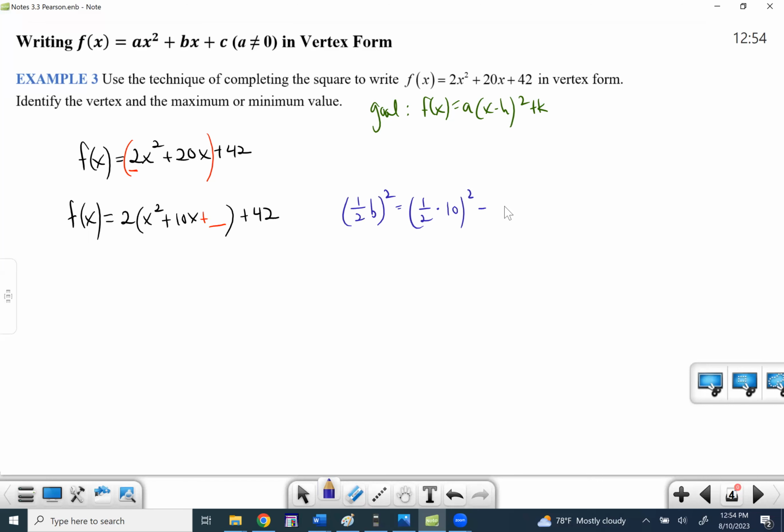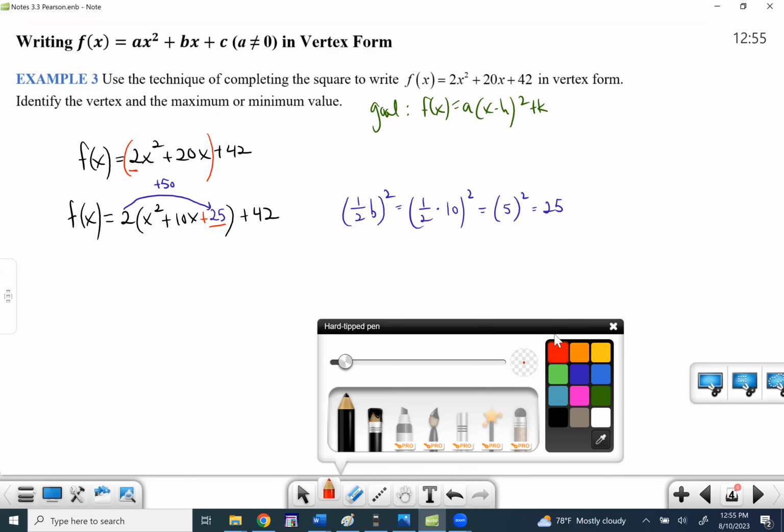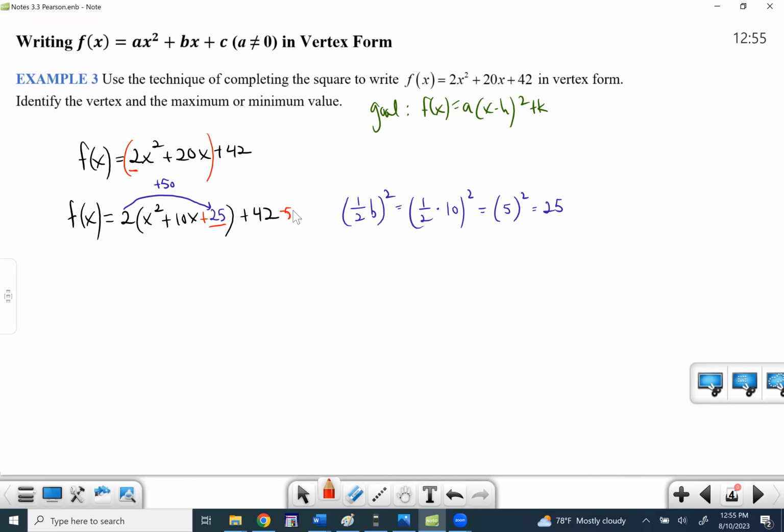So half of 10 is 5, and 5 squared is 25. So we're going to be inserting a 25, but that's not really a 25, because this 2 is distributing to it, it's really a 50. So what that means is over here, we have to do a minus 50 to counterbalance it.